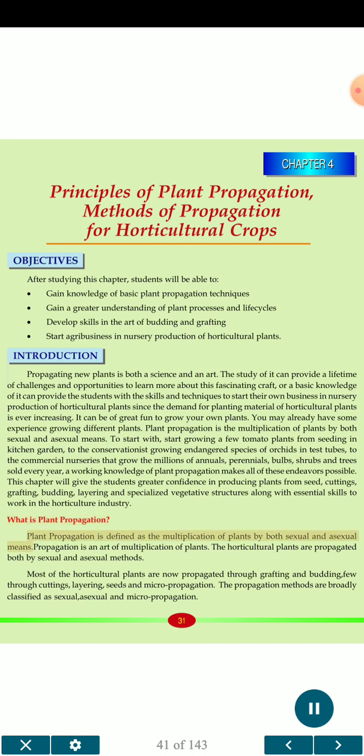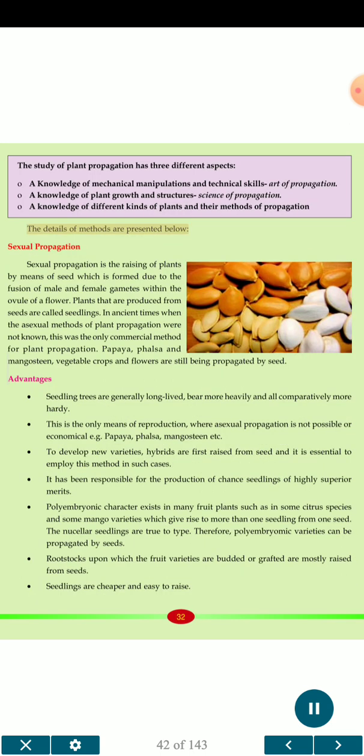What is plant propagation? Plant propagation is defined as the multiplication of plants by both sexual and asexual means. Propagation is an art of multiplication of plants. The horticultural plants are propagated both by sexual and asexual methods. Most of the horticultural plants are now propagated through grafting and budding, few through cuttings, layering, seeds and micropropagation. The propagation methods are broadly classified as sexual, asexual and micropropagation. The details of methods are presented below.